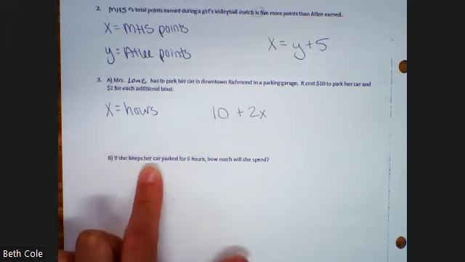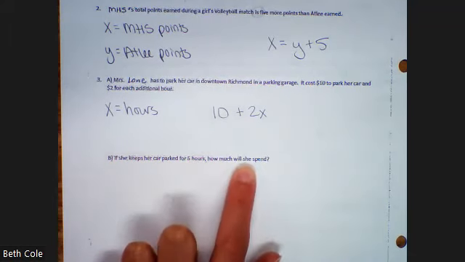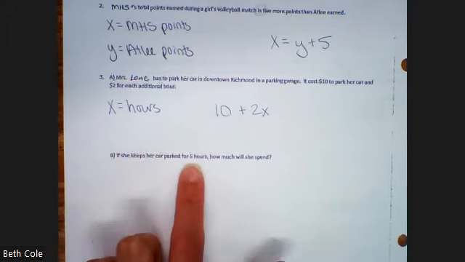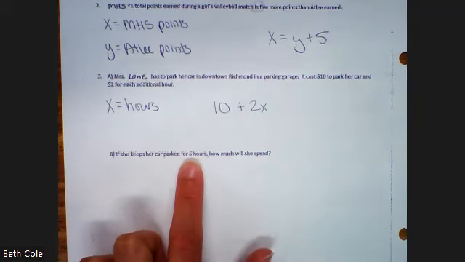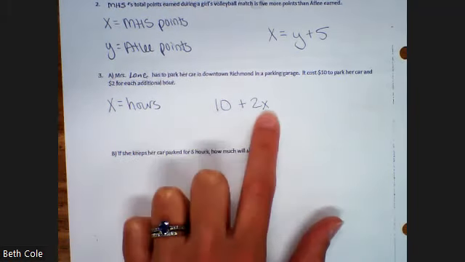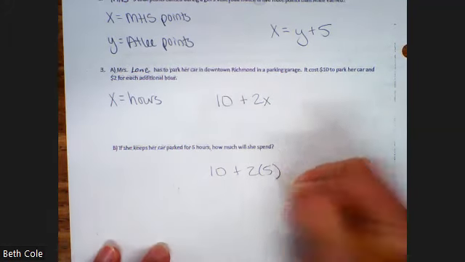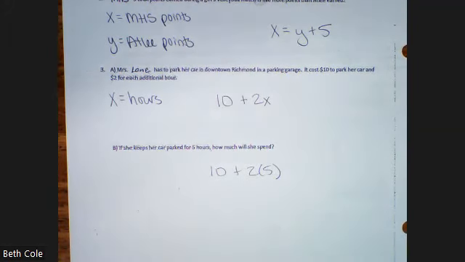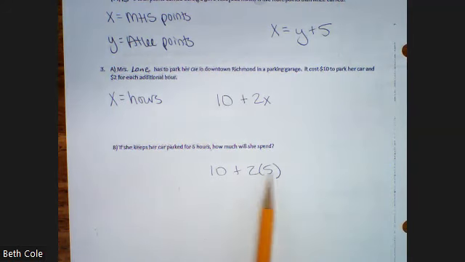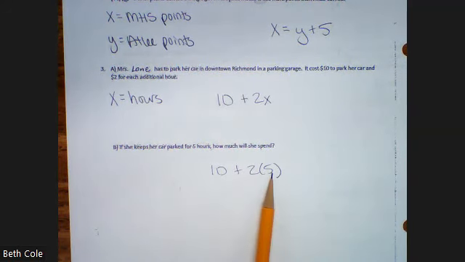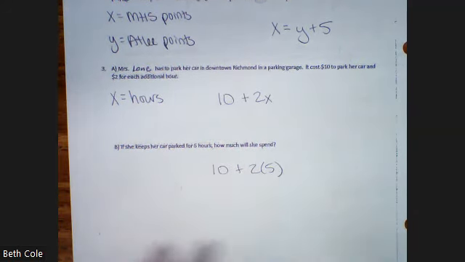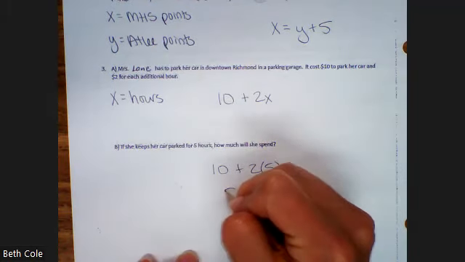All right. If she keeps her car parked for 5 hours, how much will she spend? Well, you're gonna take 5. Let me just get everybody there. You're awesome. You're gonna take 5 and plug it in for X. That's the number of hours. So 5 times 2 would be 10. And then plus the other 10 that she had to pay to even get in the garage would be $20.